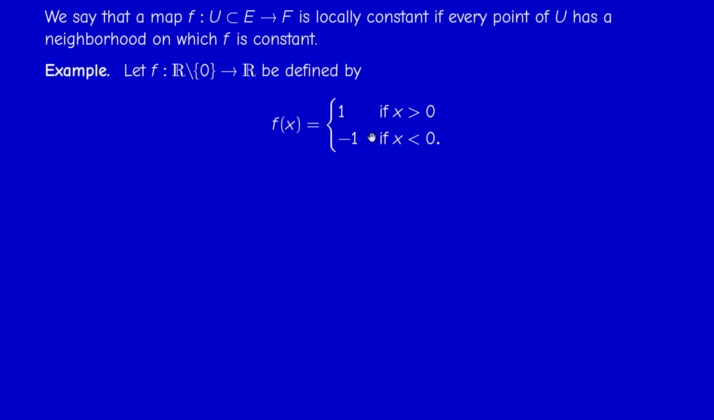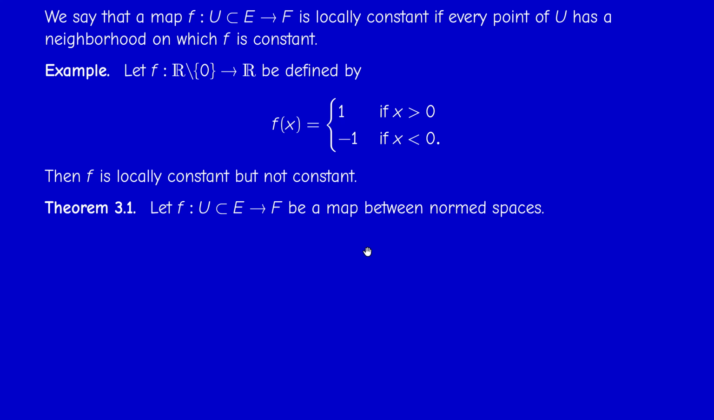Then this is locally constant, because if you take any neighborhood of any point in R without 0, then x is either positive or negative. If it's positive, then there is an interval centered at x contained in the positive numbers, and therefore the value of f will be 1. And similarly, by symmetry, the same thing holds if x is negative. So this is an example of a locally constant map which is not globally constant.